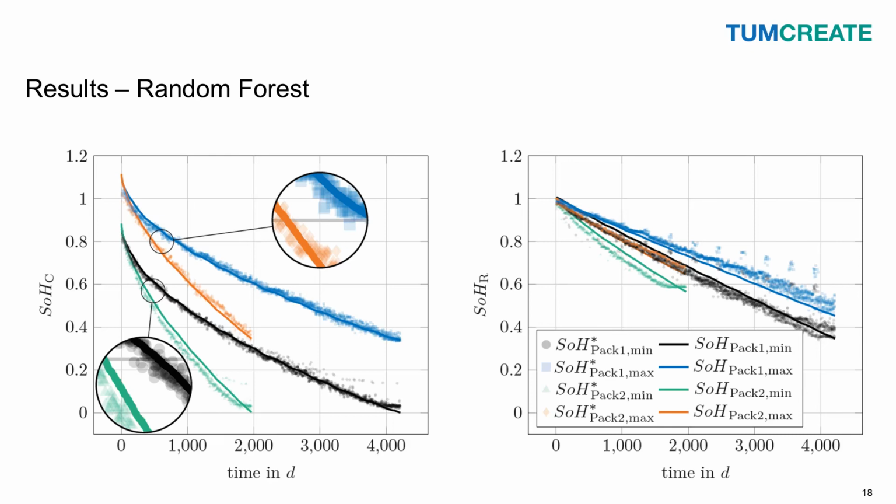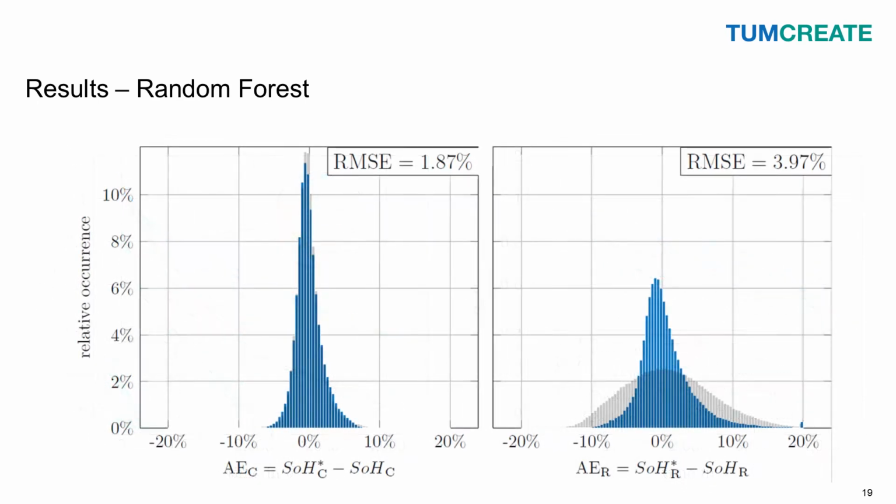Okay, how does the random forest regression perform compared to this? On the left side, again, we have the SOHC, and we see the results are very, very similar. We have a few more outliers when it comes to the black line and the green line, like the lower level, where towards the end of the aging the estimation is sometimes quite off. But for the SOHR, we can see it performs way better. So it's way closer to our actual data.